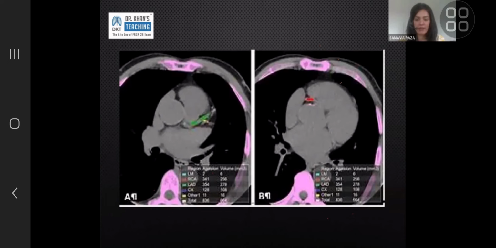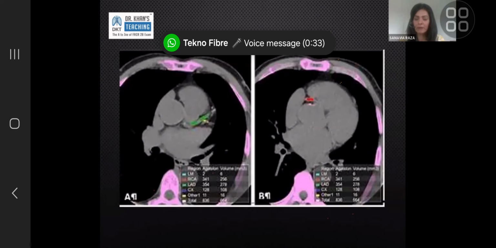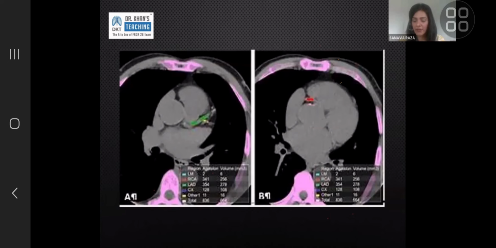So what that means is coronary artery stenosis is divided into minimal, mild, moderate, and severe. Minimal is less than 25% stenosis. Less than 50 is mild. More than 70 is severe.